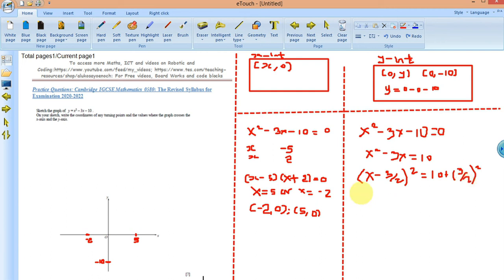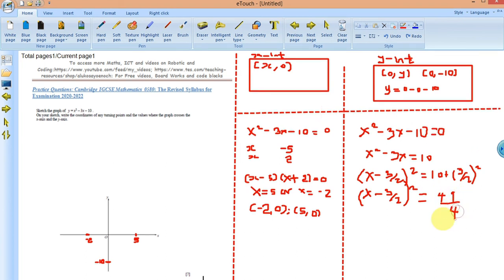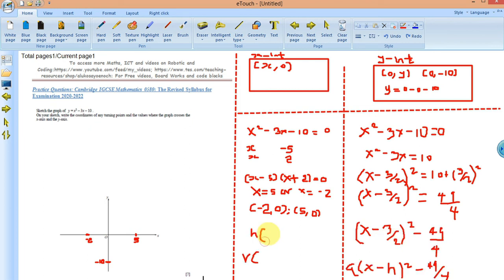So I have x minus 3 over 2 all squared equals 49 over 4. Since I'm looking for x, go ahead and take the square root of both sides. Then I have x minus 3 over 2 equals plus or minus 7 over 2.